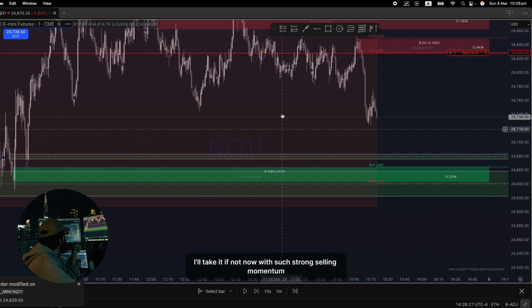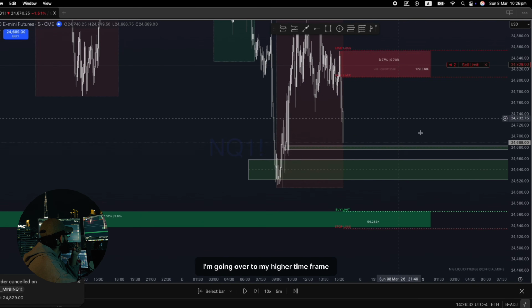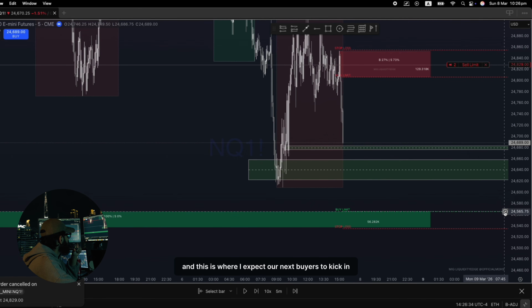If not now, with such strong selling momentum, I'm going over to my higher time frame, and this is where I expect our next buyers to kick it.